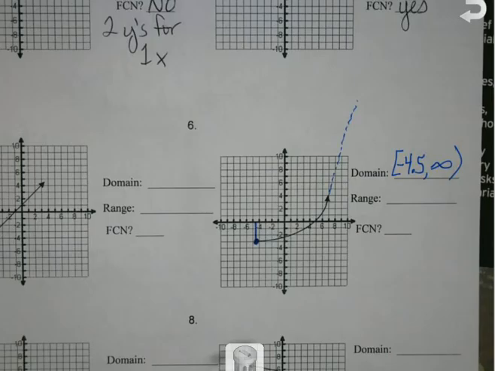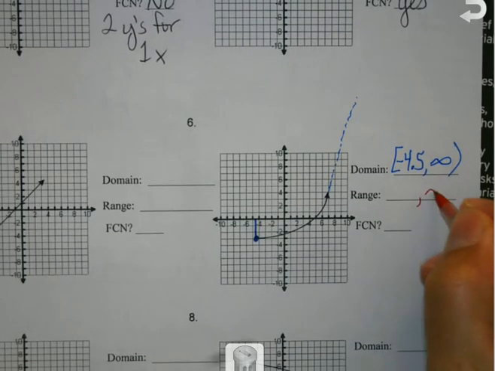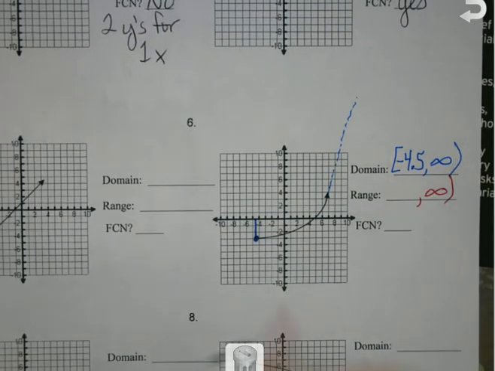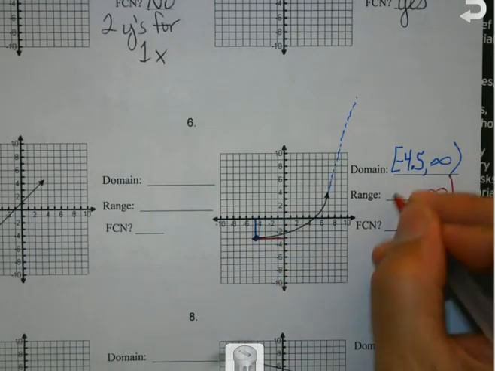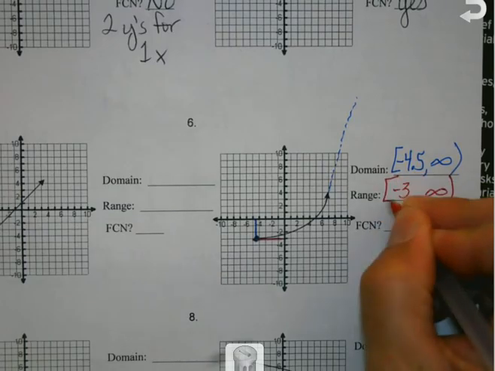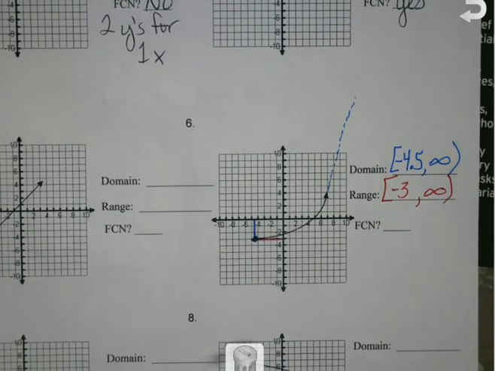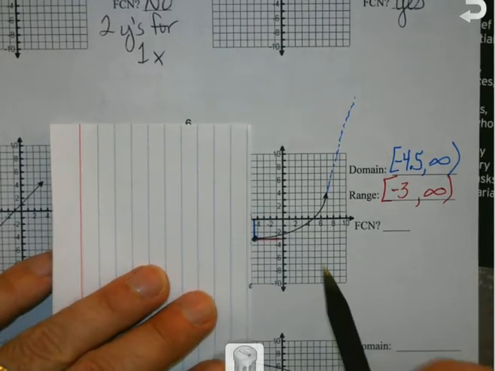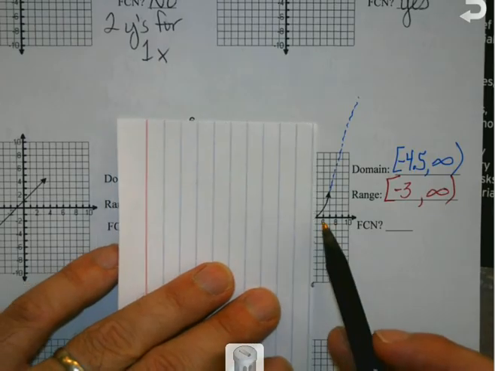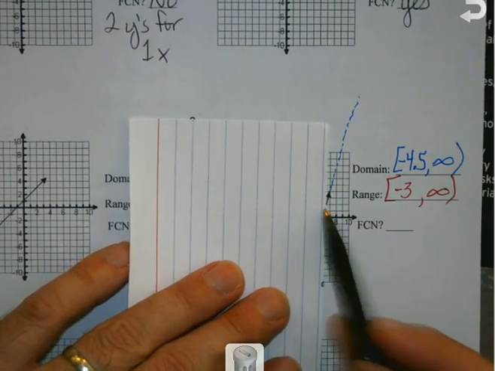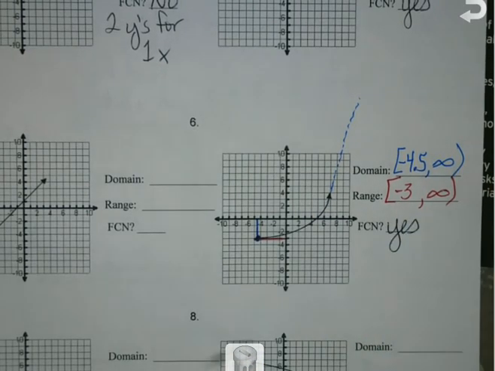Range works the same way. It's going up forever, but here's my bottom point, and again, look at its y value of -3. And again, I don't see anything to tell me that this isn't going to be a function. Because again, I start working my vertical line through, double checking. Okay, that one looks okay.